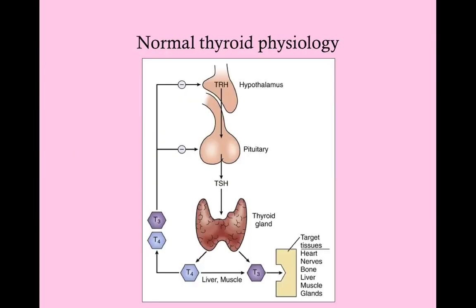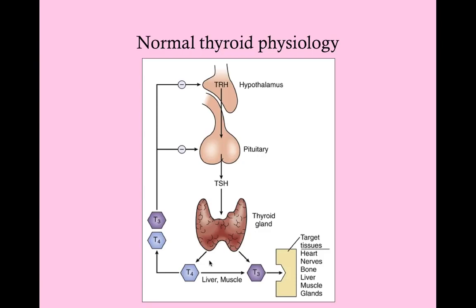So the thyroid functions on an axis with the hypothalamus and the pituitary. So the hypothalamus secretes TRH, I believe thyrotropin releasing hormone, and then that stimulates the anterior pituitary to put out TSH. TSH is a very important hormone because it is what we measure when we're assessing the function of the thyroid. We want to know, is this a problem of the thyroid or is this a problem of the pituitary? TSH acts on the thyroid.